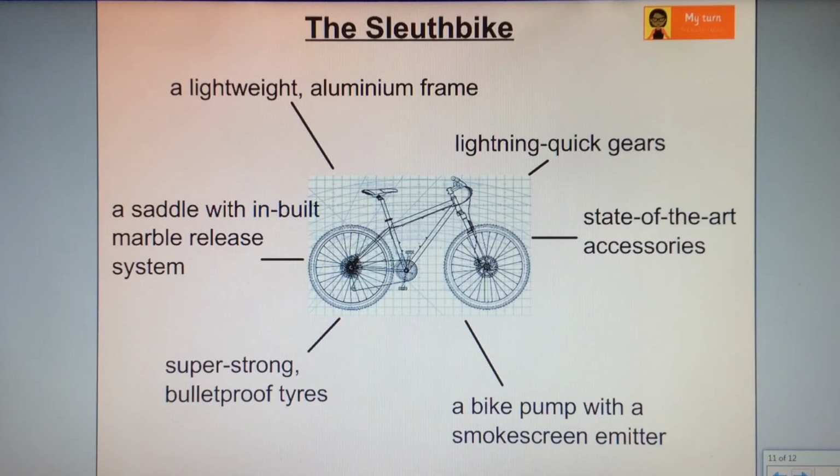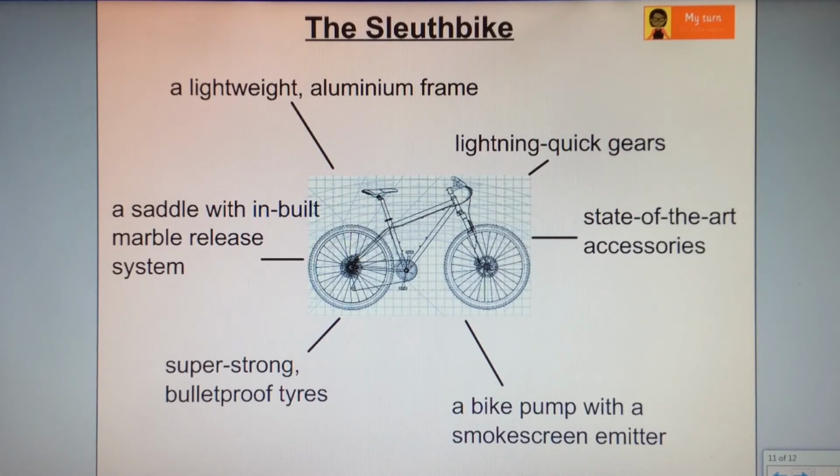So you can see I have got some expanded noun phrases. For example, a lightweight aluminium frame. I have got a saddle with inbuilt marble release system. And that one is including a hyphenated adjective, inbuilt. So that's having a go at Chili 2 as well. So is this one, lightning-quick gears. That one's including a hyphenated adjective in my description as well.